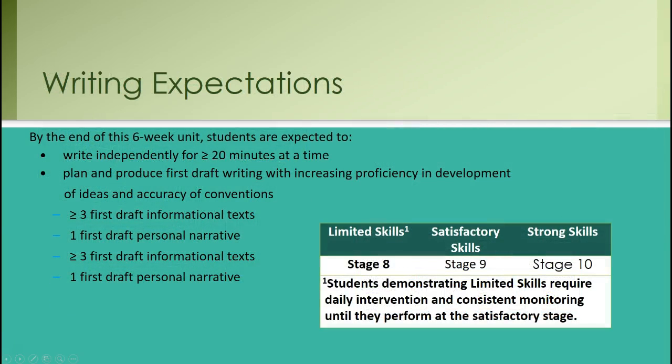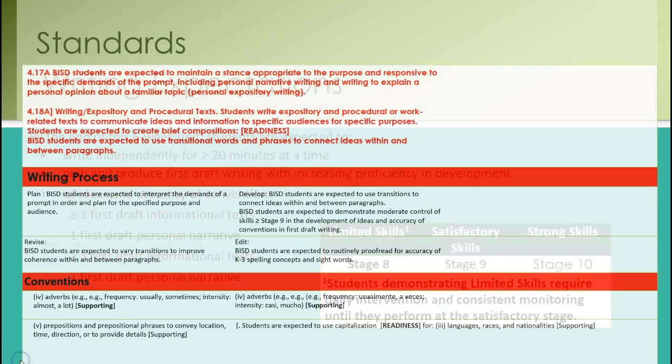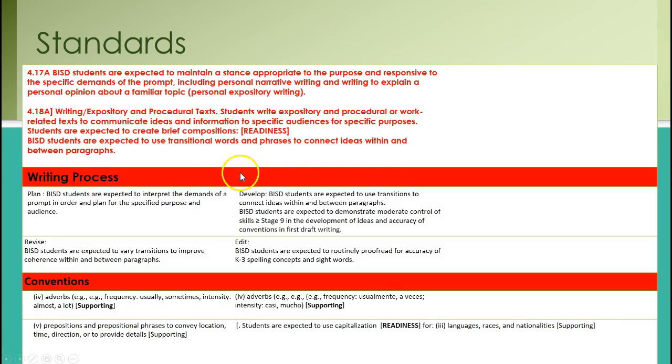So let's take a look at the writing expectations for this 6 weeks. We really want kids at a stage 9 and strong at 10. If you come to writing support, you can look at your overview and you see that there are lots of demands, lots of things that we have in there for you to teach. But as we were looking at where kids are, we really want you just to focus on developing the paragraph. Let's take a look at all of our standards.